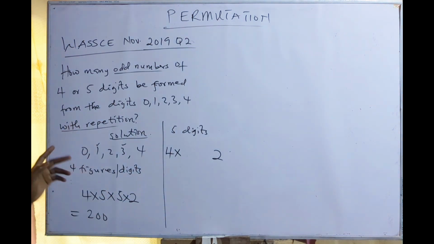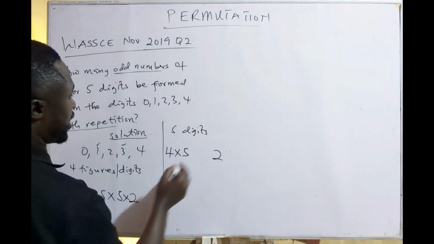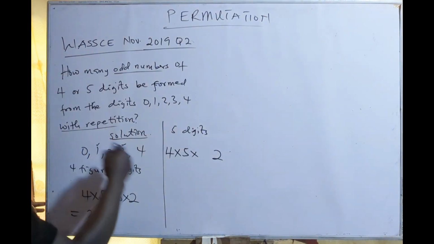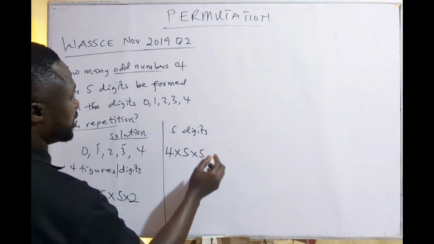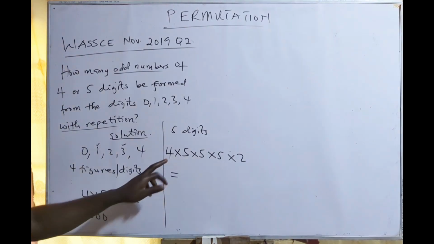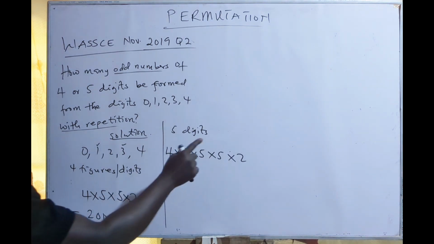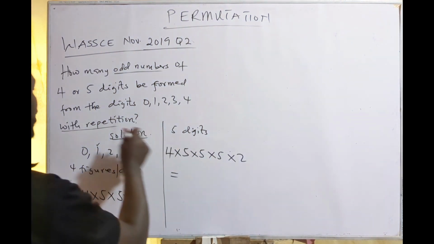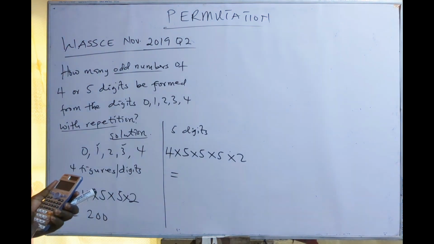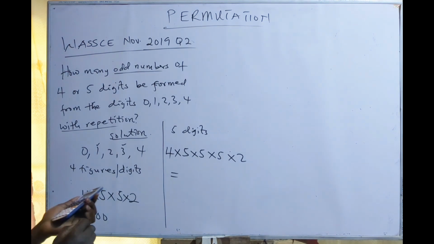Then I put it back, so when I put it back, I have 1, 2, 3, 4, 5. I have 5 ways. This is my second digit. The third digit, I'll still put it back, so 5 ways. The 4th digit, 5 ways, and we know the last digit will be 2 ways, reserved for either 1 or 3. So I have 4 times 5 times 5 times 5 times 2. That will give me 1,000.